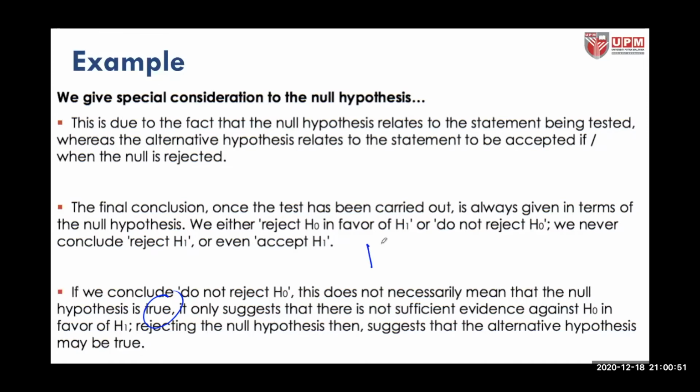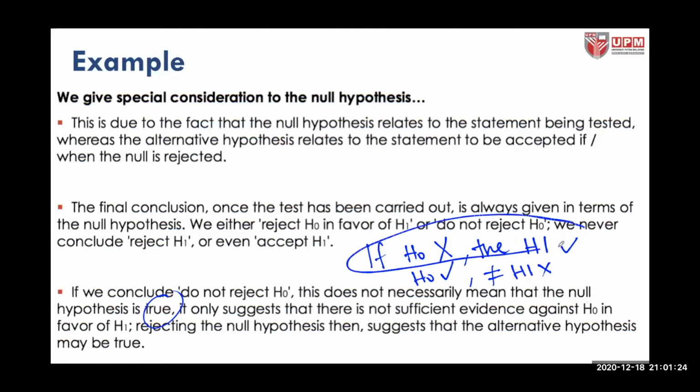In other words, if H naught is not true, then H1 may be true. If H naught is correct, this does not mean that H1 is wrong. So the first statement is what we meant here. You cannot assume that, because you already accept the null hypothesis, it means that your alternative hypothesis is wrong, unless you prove it. Okay, so let us continue.